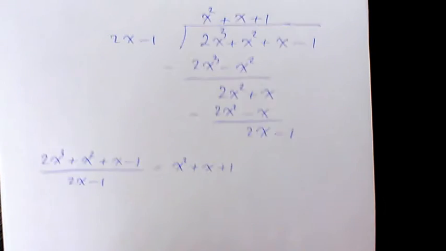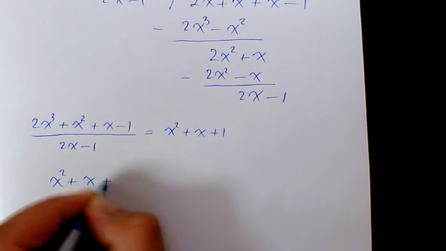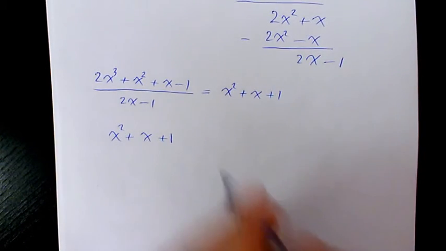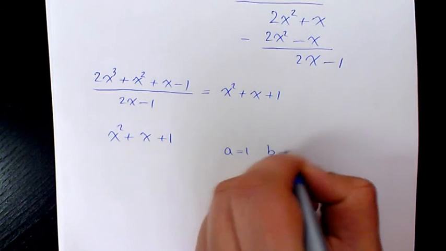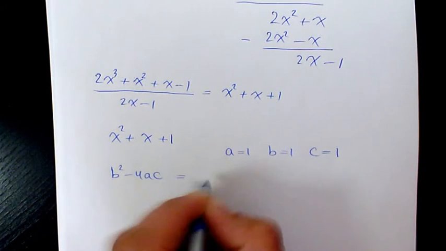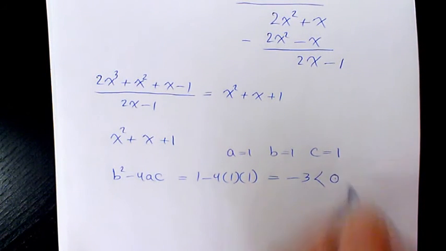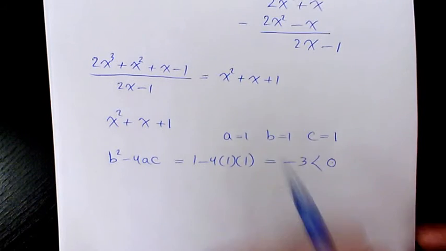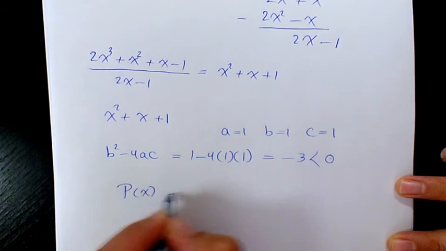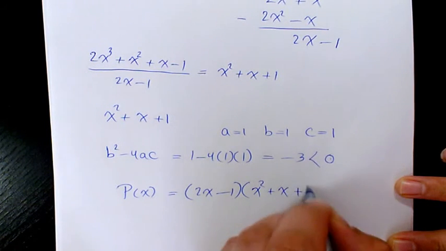plus 1. So now I need to factor this, x squared plus x plus 1. We cannot factor it, but let's see if we can use the quadratic formula. a is 1, b is 1, c is 1. So it's going to be b squared minus 4ac, 1 minus 4 times 1 times 1. It's going to be negative 3. Since it's less than 0, it means that it is not factorable at all. So I can write p of x as 2x minus 1 times x squared plus x plus 1.